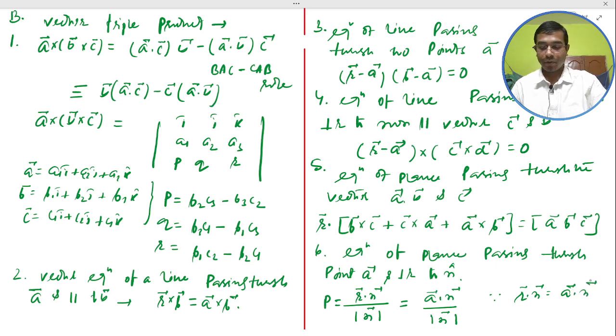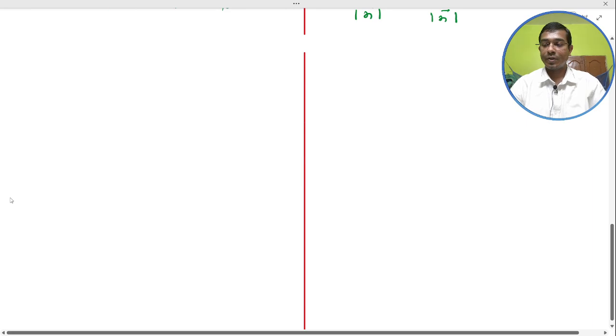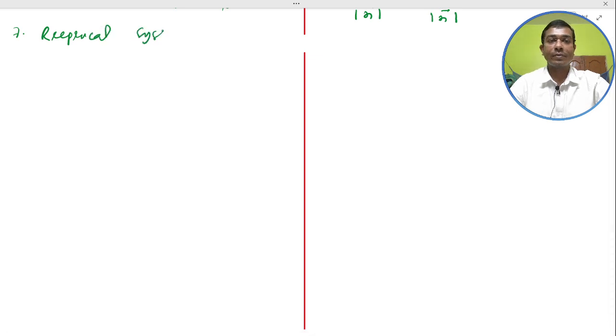Next, reciprocal system of vectors. Basically the reciprocal vector. Number 7. This is the last one. Reciprocal system of vectors.